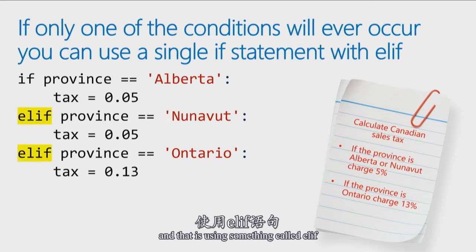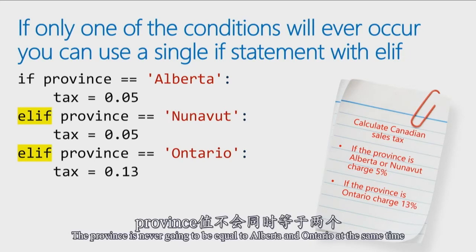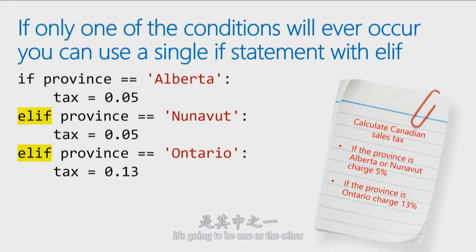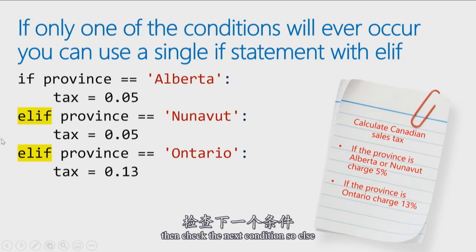And that is using something called elif. Because in this case, only one of these conditions will ever happen. The province is never going to be equal to Alberta and Ontario at the same time. It's going to be one or the other. That's when you want to go with elif. It allows me to say, hey, check if province is Alberta. It's not? Then check the next condition.